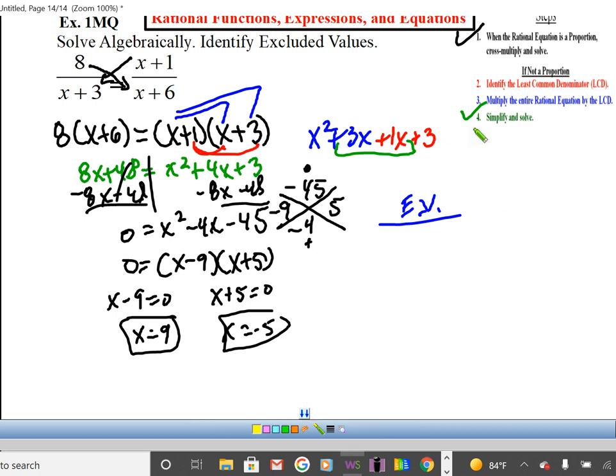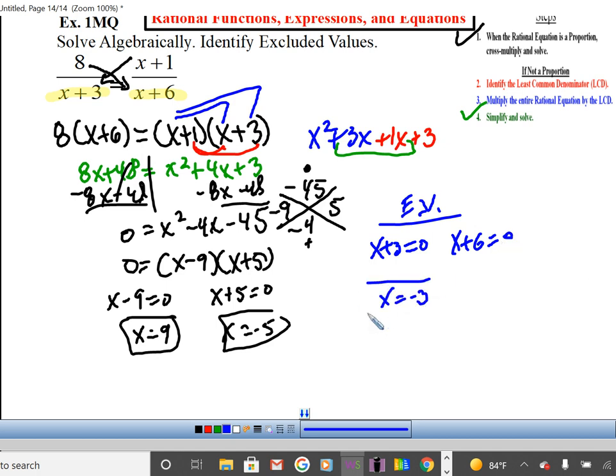Yeah, so we go with the original denominators, this one and that one, so that means I'm going to write x plus 3 equal to 0, x plus 6 equal to 0, solve, so therefore x equals negative 3, and x equals negative 6.